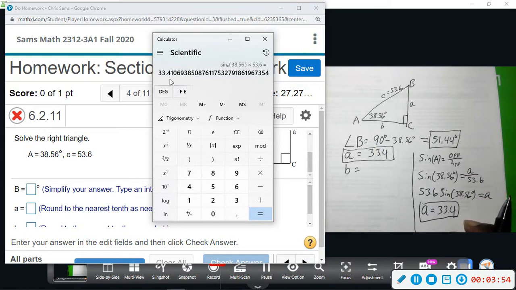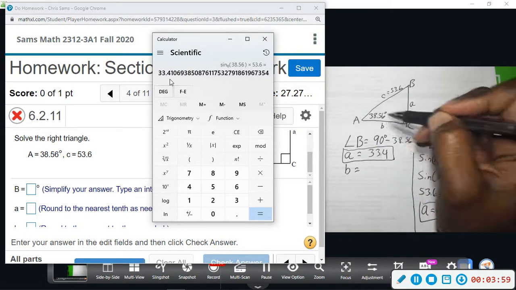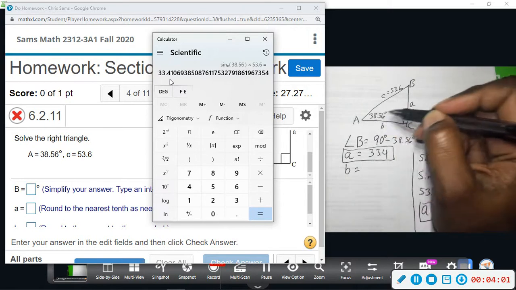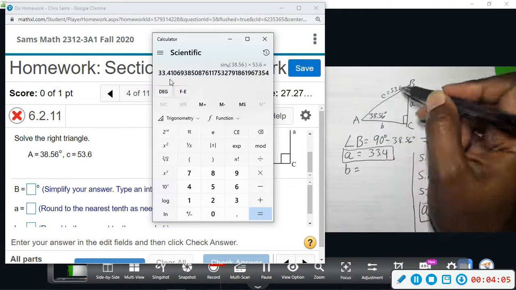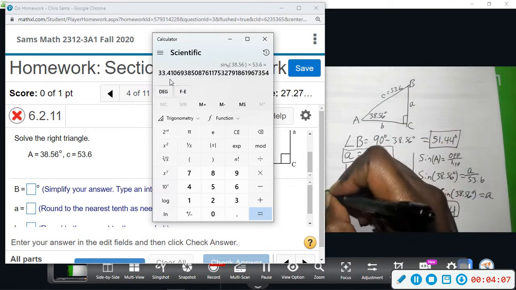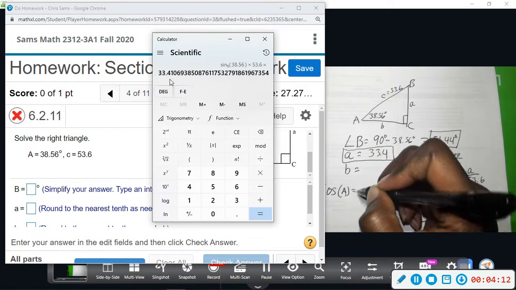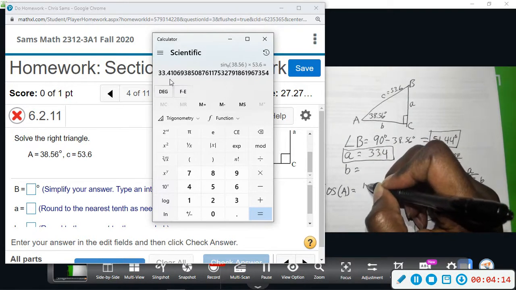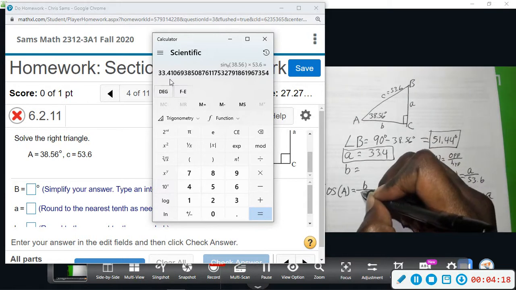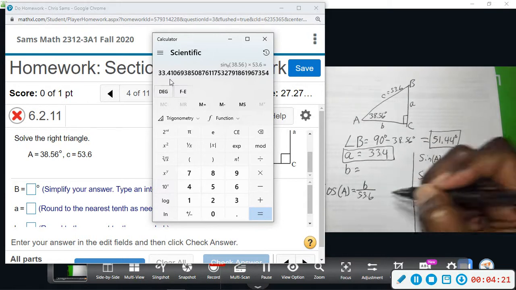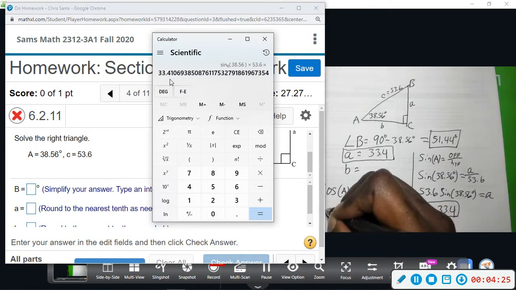Alright, and we're going to do a similar process to solve for side B. So still using angle A, that's what was given. We now have the adjacent side and the hypotenuse, so we need to use cosine. Cosine of angle A is equal to adjacent, which is going to be B, over hypotenuse, which is the 53.6. Again, we just need to multiply by 53.6.